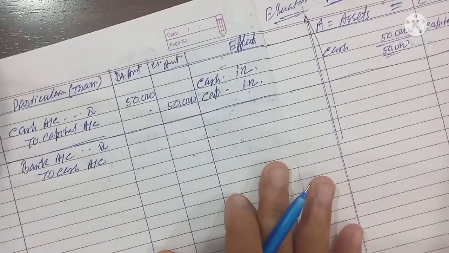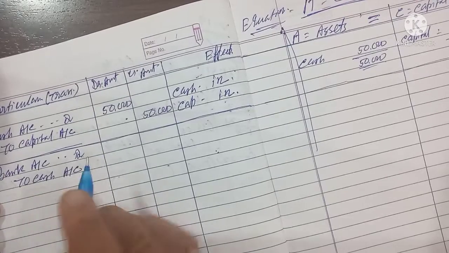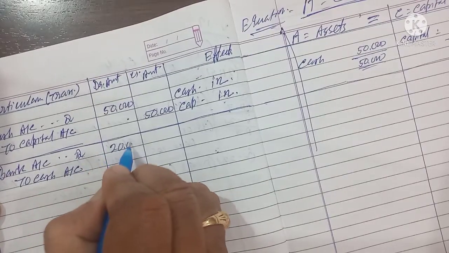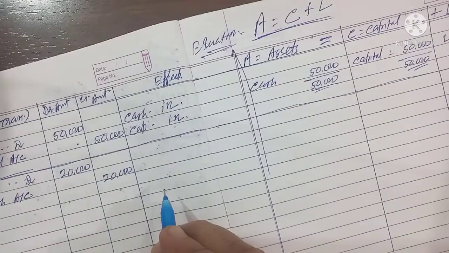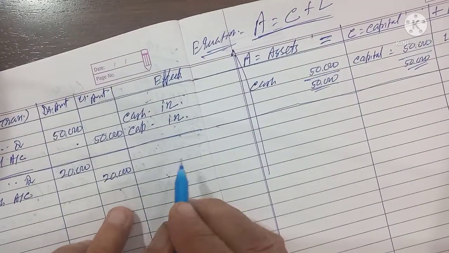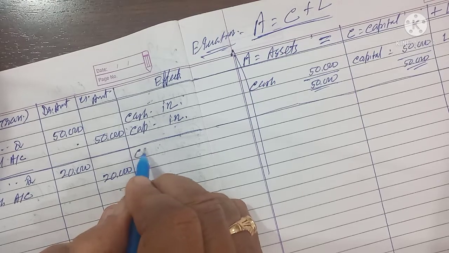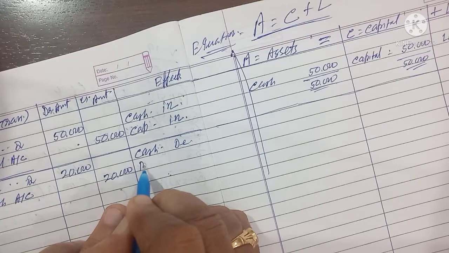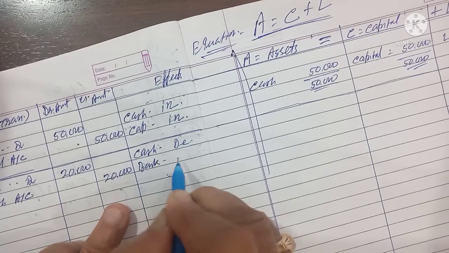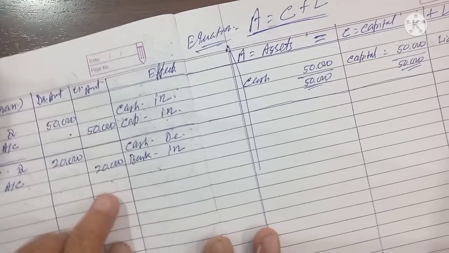This is your journal: bank account debit to cash, how much? 20,000. You have opened a bank account, and due to that what happened? Cash is going out, so your cash is decreasing, and due to that what is coming in? The bank balance. It was not there, it is increasing.